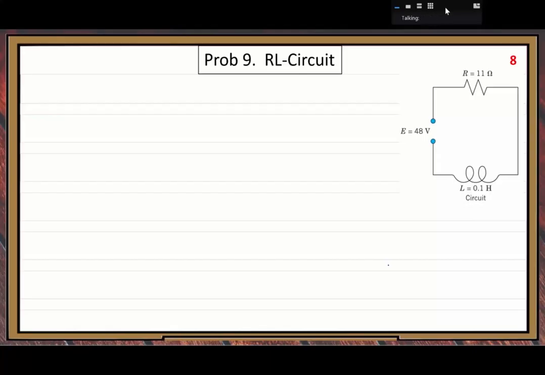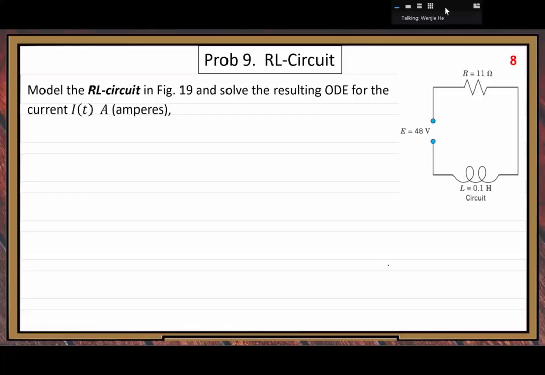Then L is 0.1 Henry. The unit of this inductor is Henry, H. Then resistance equals 11 ohms, the unit. So in this simple electric circuit, model the RL circuit in this figure and solve the resulting ODE for the current I function. The current I is a function of t, time, and the unit is amperes, capital A.